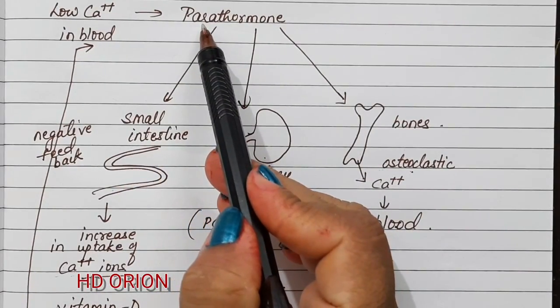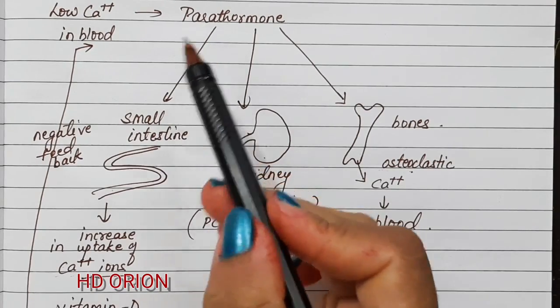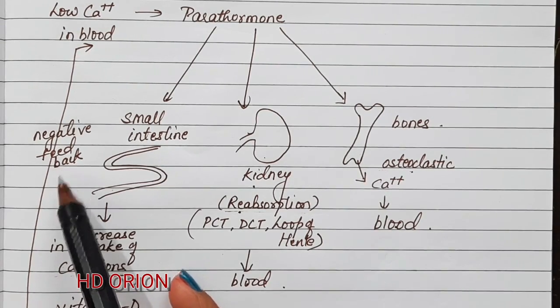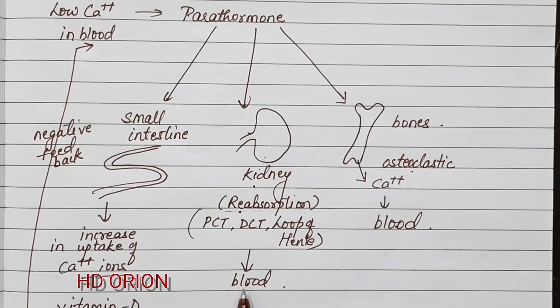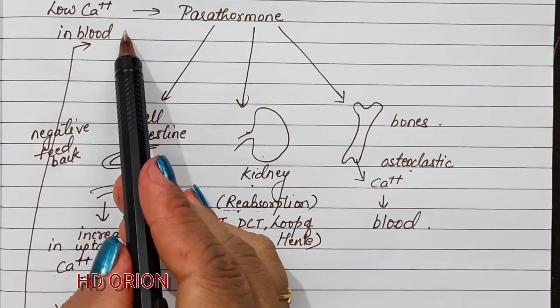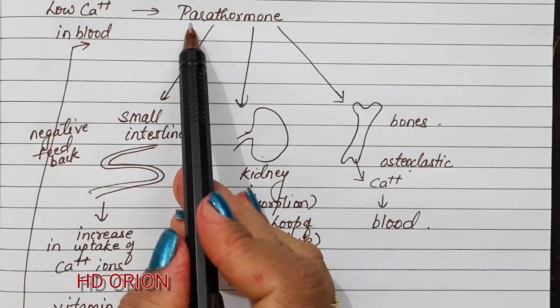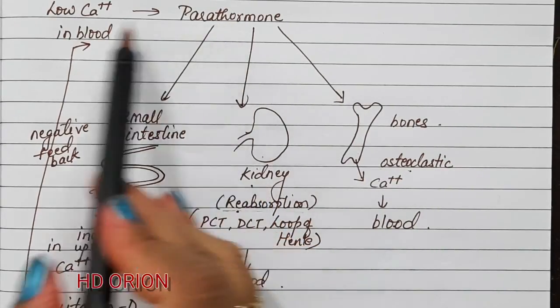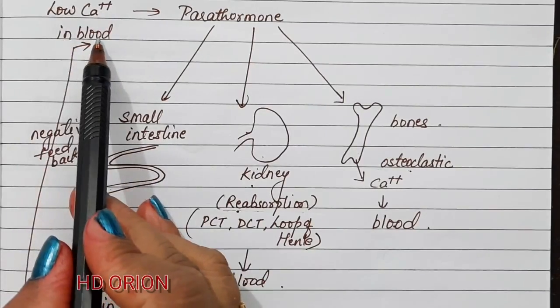In my previous video, part 1 of endocrine gland, I have talked about what is the feedback principle or the feedback mechanism on which the endocrine glands work. So when there is enough amount of calcium in the blood, then there is a negative feedback which goes to the parathyroid gland, and then it will stop secreting the parathormone. So parathormone is secreted only when there is low calcium level in the blood.